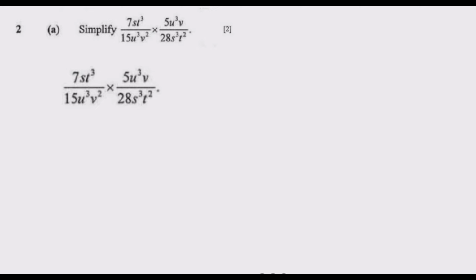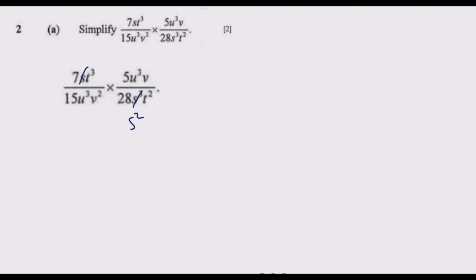The first thing that we need to do is look at the variables. Let us start with s. Here we have s, so s is to the power 1. So s into s is s. Then s to the power 3 divided by s is basically, we are subtracting the powers, 3 minus 1, so we remain with s squared.